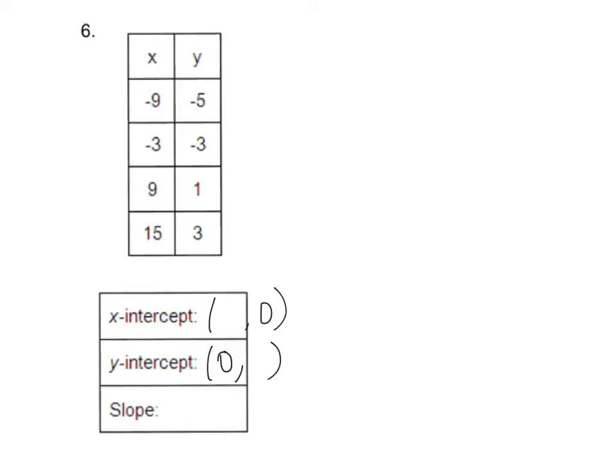So looking up at my table, I don't see those zeros anywhere. But I have to just start thinking about what I can do with the table. And the one thing that I do know how to do is find the slope. Okay, so I'm going to start looking here.